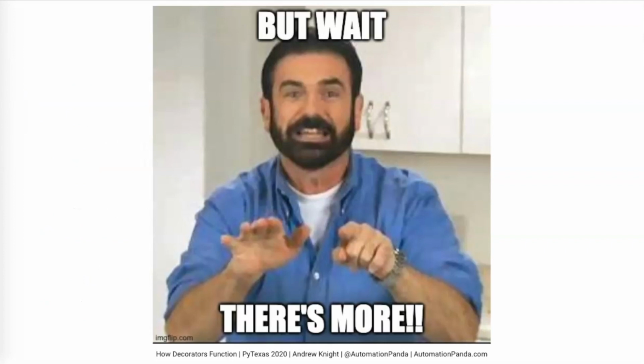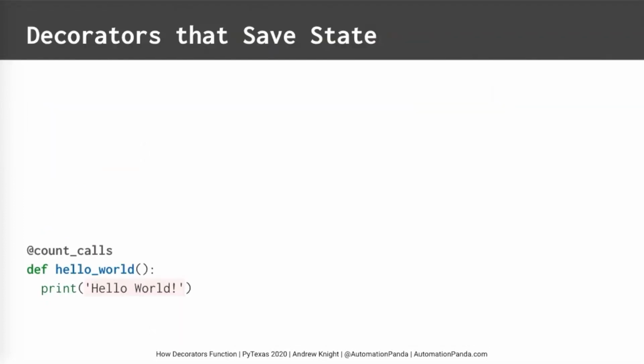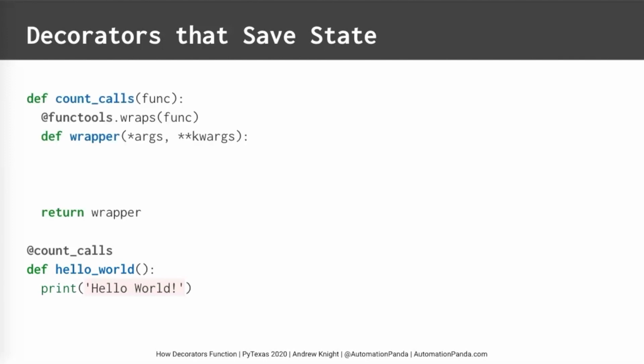But wait, there's more. Decorators can be used to save state. Here's a decorator that will count the number of times a function is called. Count calls has the standard decorator structure. Outside the wrapper, a count attribute is initialized to 0. This attribute is added to the wrapper function object. Remember, we can do that in Python because attributes can be added to objects at any time, and functions are just objects.